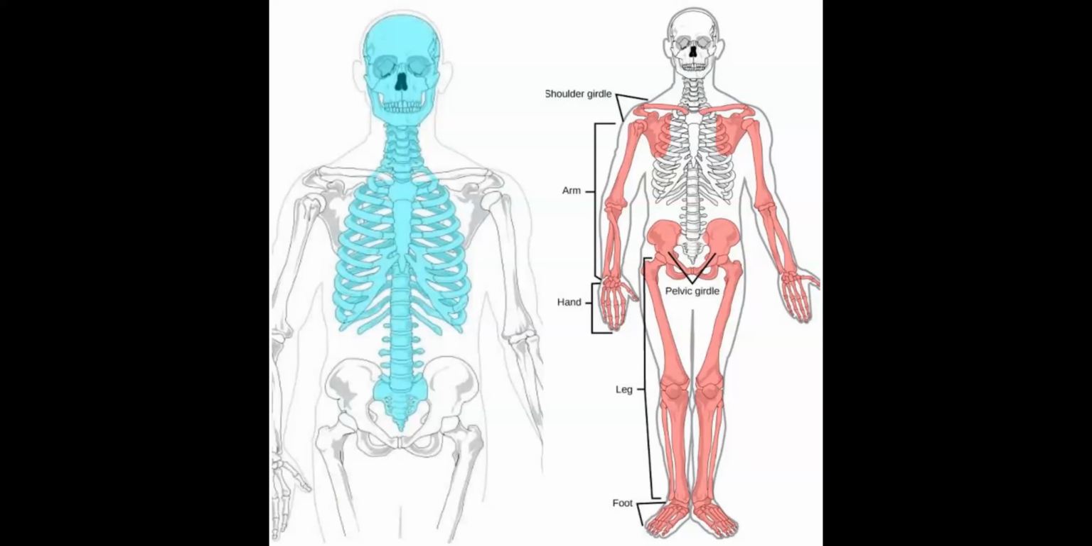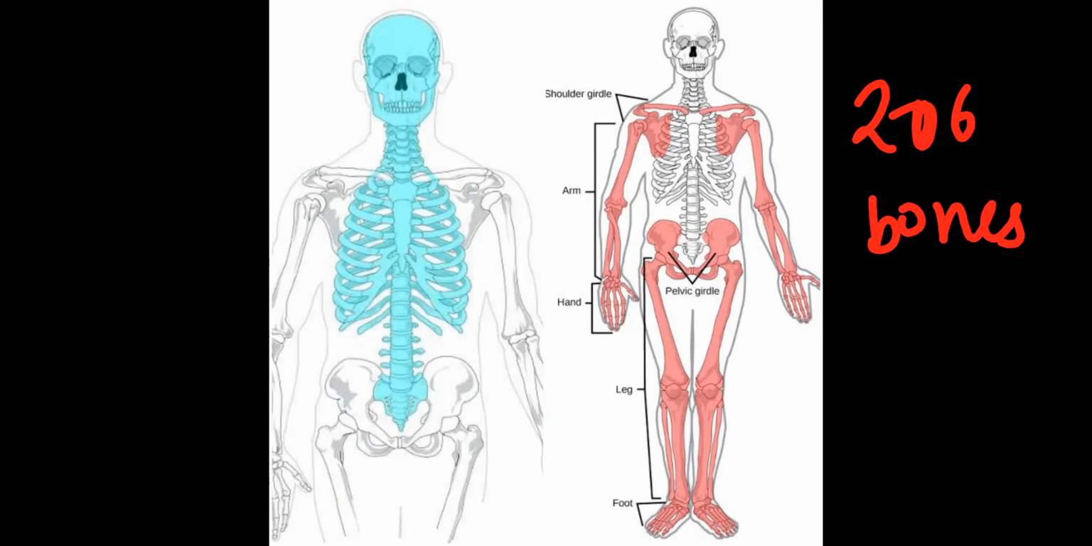The human endoskeleton is mainly made up of bones and cartilages. Two types of specialized connective tissues are there, one of them bones, another one cartilages. They constitute our endoskeleton. In a mature adult human body, the endoskeleton is made up of 206 bones.